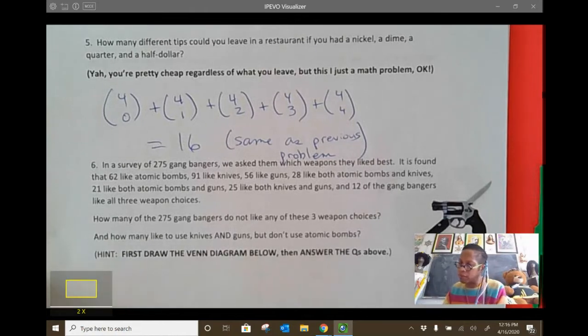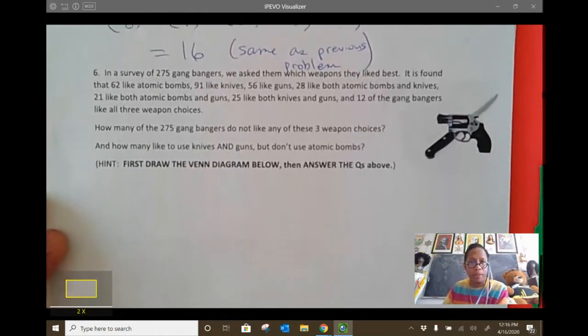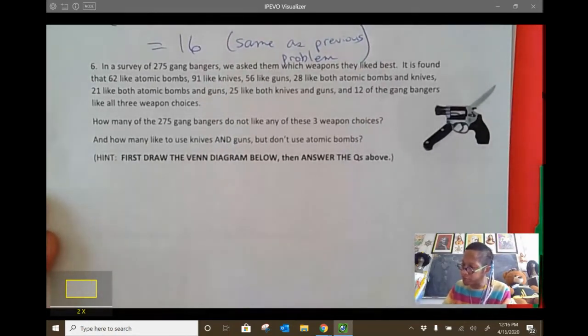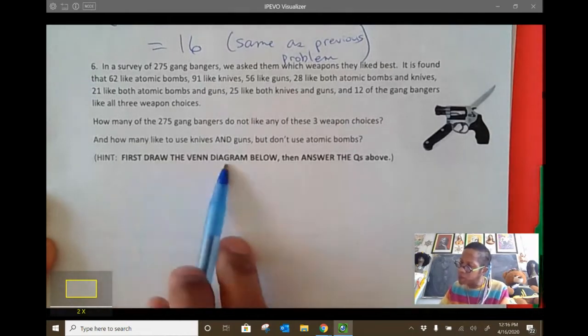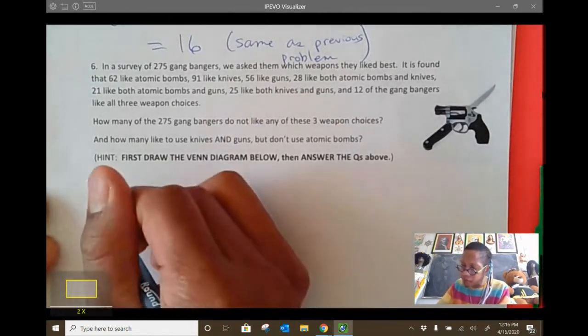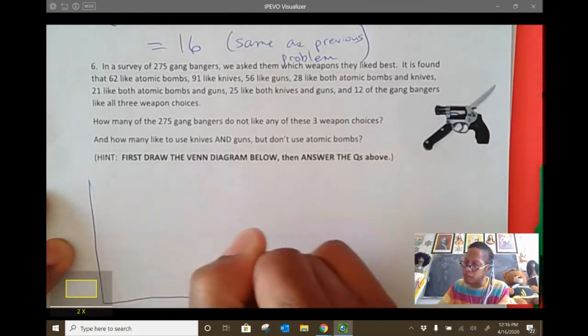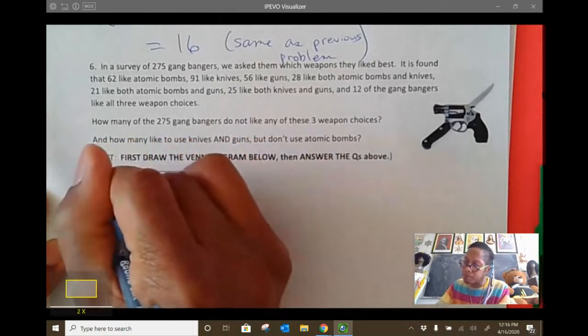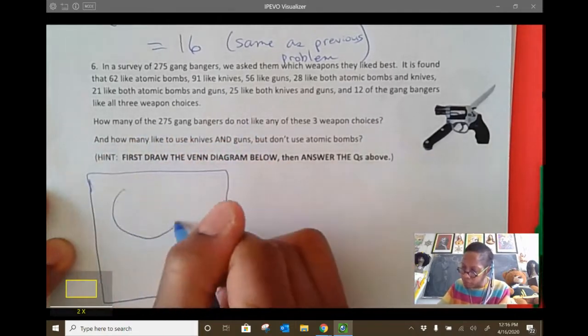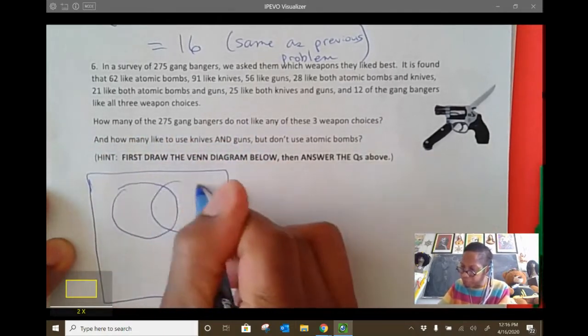Good question, because weapons are, well, just killing is bad. First, draw the Venn diagram and then answer the question. So there definitely will be a question like this on the quiz, because this has been fundamental to what we've been doing.